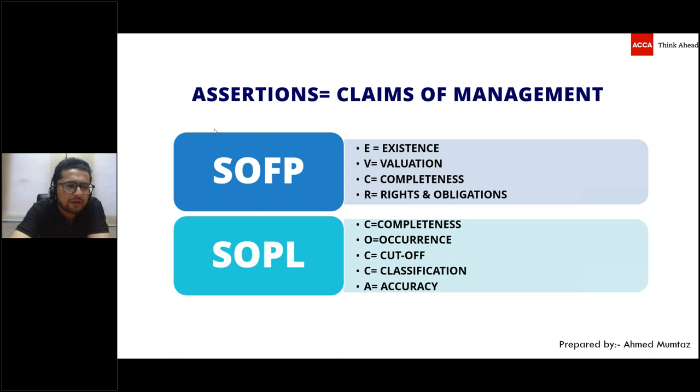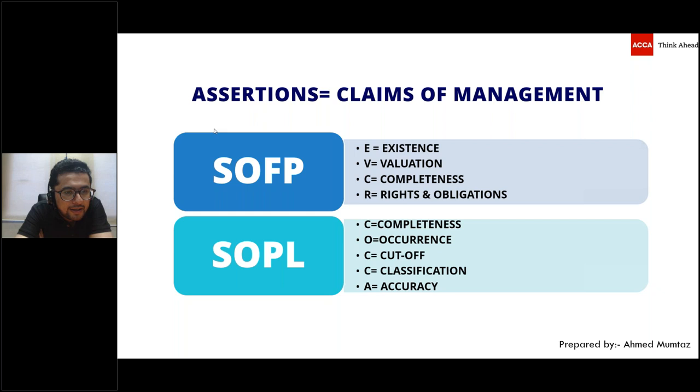Sir, why don't we verify the accuracy in the statement of financial position? Okay, Musavir, the word valuation and the word accuracy are literally the same, but we tend to use the word valuation for the statement of financial position items, and we tend to use the word accuracy for the transactions, that is, the profit or loss account items. Is this clear to you, Musavir? Okay, that's great.